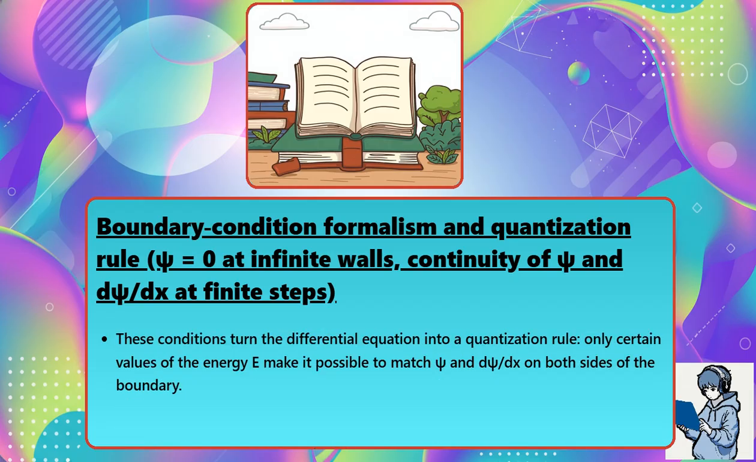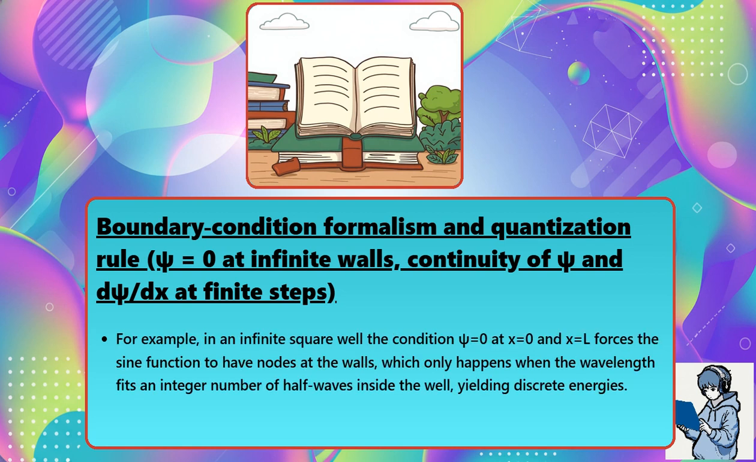These conditions turn the differential equation into a quantization rule. Only certain values of the energy E make it possible to match ψ and dψ/dx on both sides of the boundary. For example, in an infinite square well, the condition ψ equals 0 at x equals 0 and x equals L forces the sine function to have nodes at the walls, which only happens when the wavelength fits an integer number of half waves inside the well, yielding discrete energies.